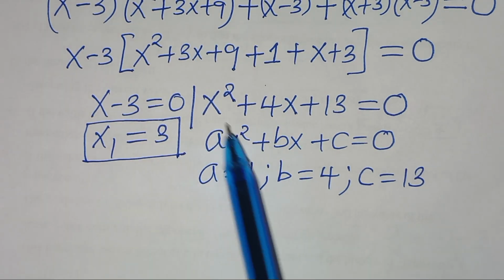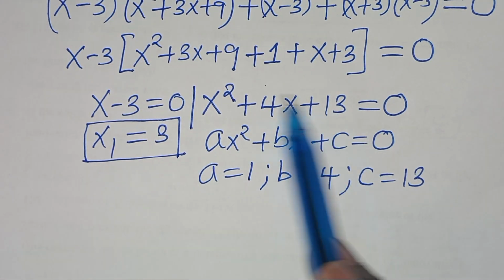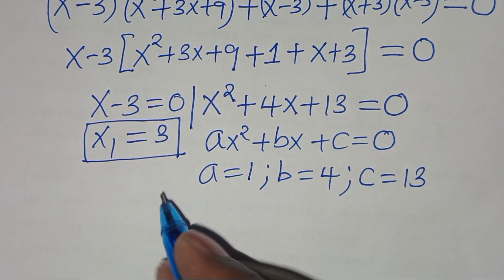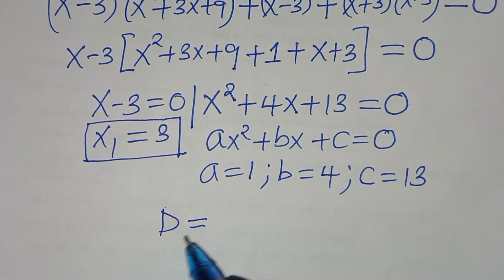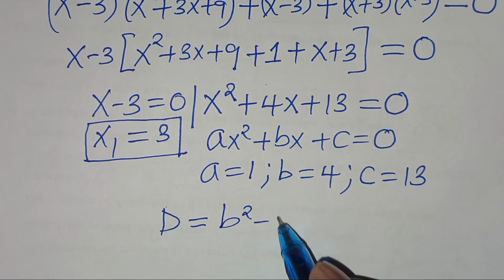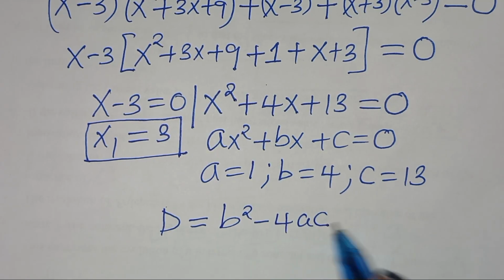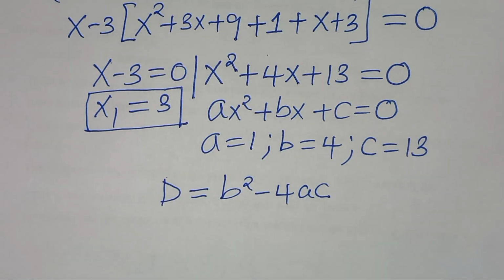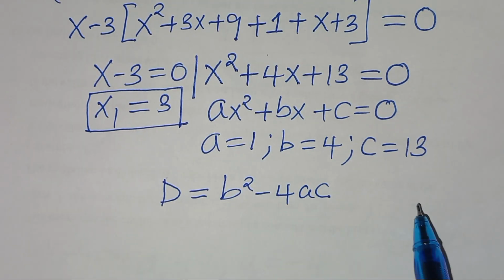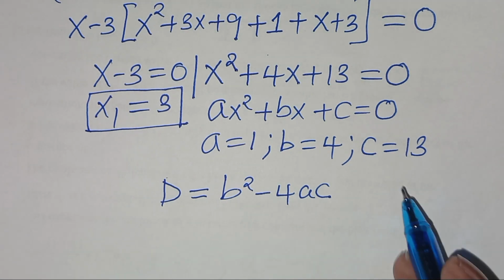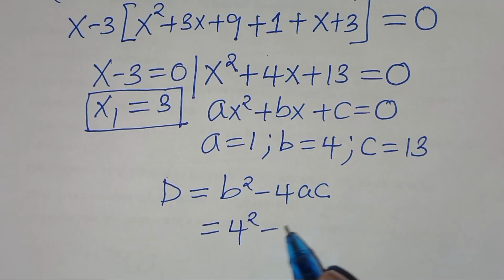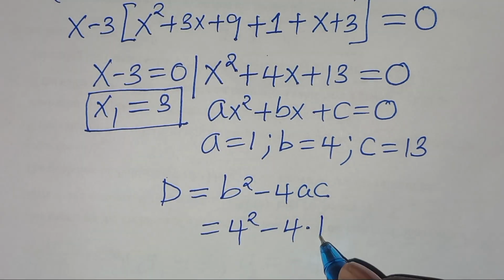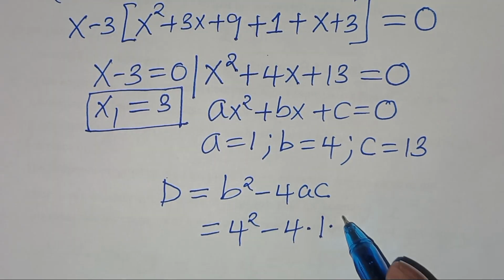So let's determine the nature of the root of this quadratic equation. To determine the nature of the root, we assess the discriminant value, which is b squared minus 4 times a times c, and check if this is less than 0 or greater than 0. Now, we have b squared, which is 4 squared minus 4 times a, which is 1, times c, which is 13.